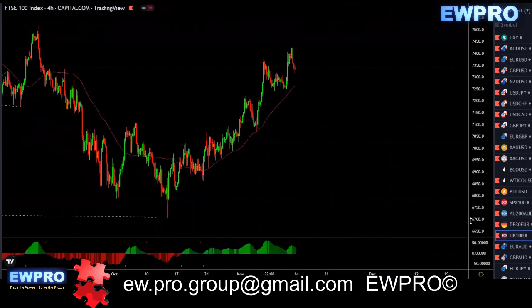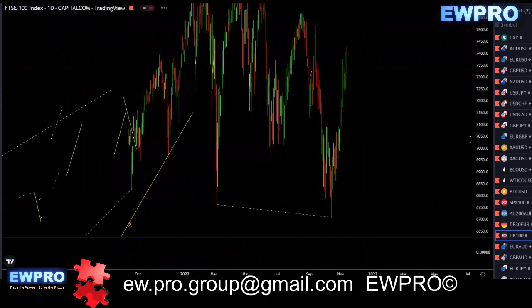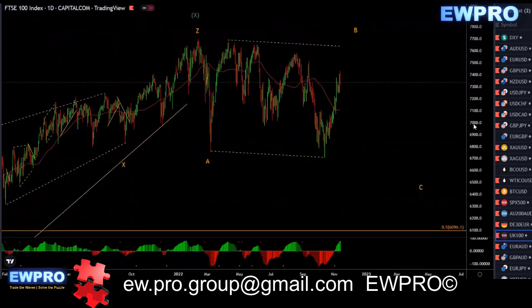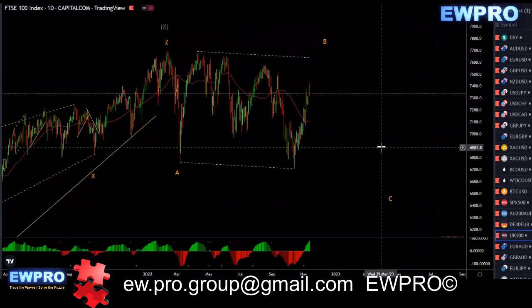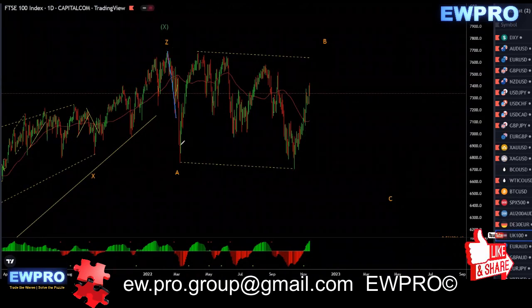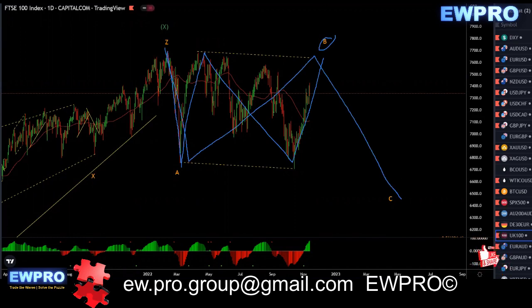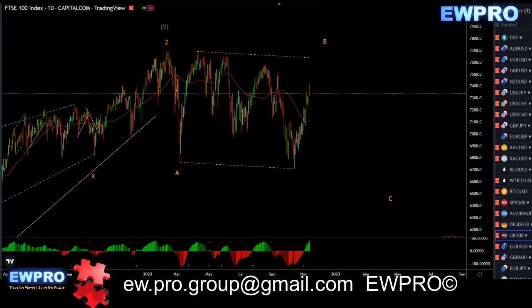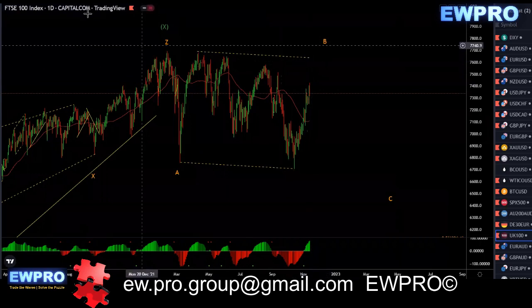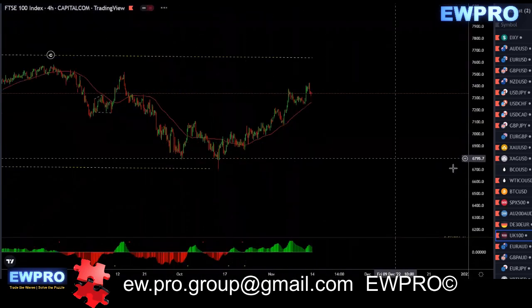The FTSE rather. I'll go over the daily quickly on this one as well because I didn't do it last week. But nothing's really changed on the daily for a long time. We're looking at an A, B, C to finish off that B wave, and then we'll be looking for that A, B, C. There may be a little bit more upside in this one, just to get up to the 100 fib. I haven't got it drawn on there, but you can draw that 100 fib.